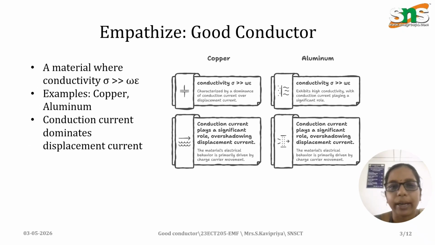First, what is a good conductor? So, any material which has the conductivity sigma greater than omega epsilon, the particular material is a good conductor. Examples for this good conductor are aluminum, copper, etc. So, in case of good conductor, the conduction current will be dominating the displacement current.